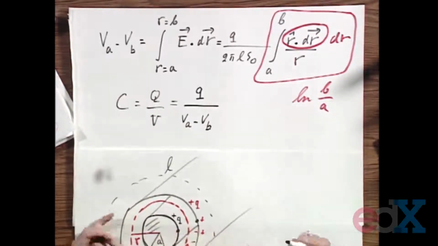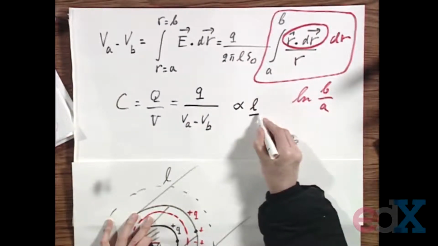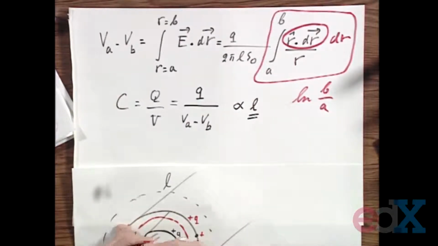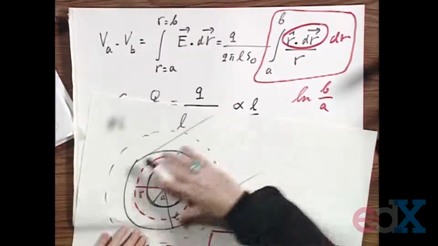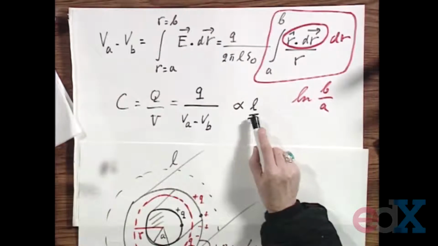And so it's done. And notice, by the way, that it is proportional with L, as it should be, because clearly the longer the cylinder is, you expect intuitively that the larger the capacitance is.